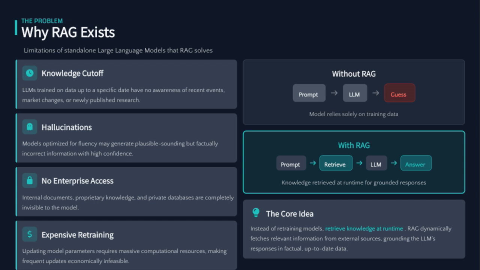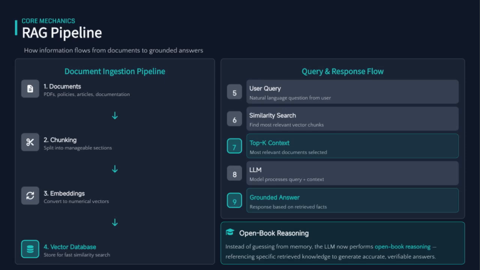In summary, RAG addresses these key limitations: outdated knowledge, high retraining costs, lack of access to private data, and hallucinations, by enabling models to retrieve relevant information at runtime, grounding their responses in current, factual data. Now, instead of guessing from memory, the LLM performs open-book reasoning. This means it references specific retrieved knowledge to generate answers that are not only accurate but also verifiable.